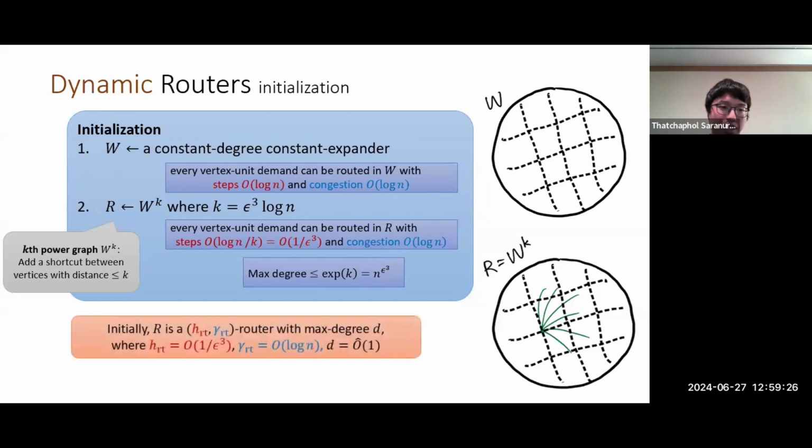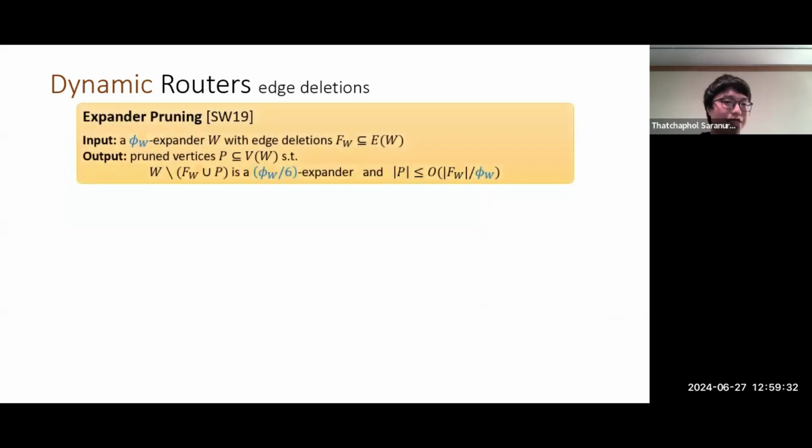Okay, so basically we have a good router at the beginning. And how do we maintain this? Again, we give a black-box reduction to expander pruning. Just to quickly recap what expander pruning does: it receives a normal expander, which has expansion phi, and some edge deletions. Then it can output a set of prune vertices so that after removing these vertices, the expander is still a phi/6 expander. And the size of these prune vertices is not too large, only growing by a factor of 1/phi.